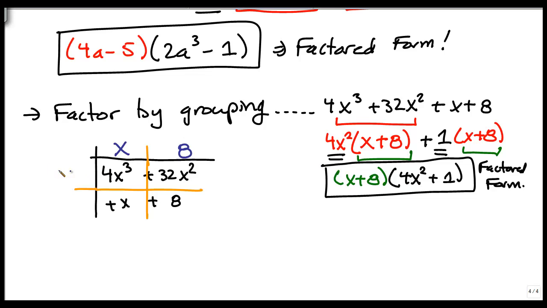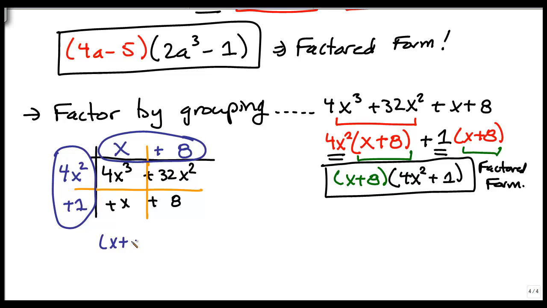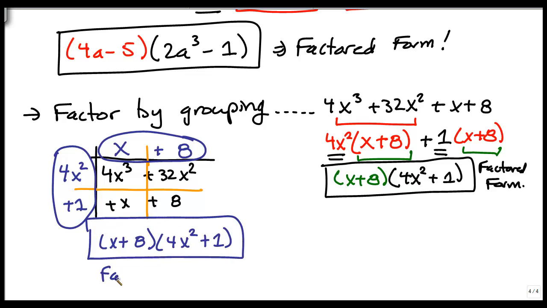Now, off this first row, the GCF is a 4, and the largest number of x's that I can pull out is a squared here. And then over here, if you notice, the largest thing I can pull out is just a 1. There's no x that's common, there's no 8 that's common. So what I'm left with here then is this x plus 8 times 4x squared plus 1. So this gets me to the same answer. This is still my factored form, just another approach.